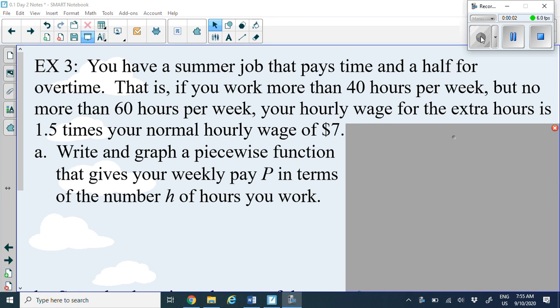Hey guys, so here's part 2 of our section 1 day 2 notes. So we're going to now write a piecewise function given a word problem.